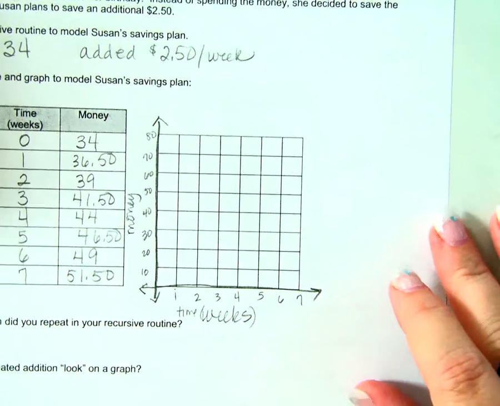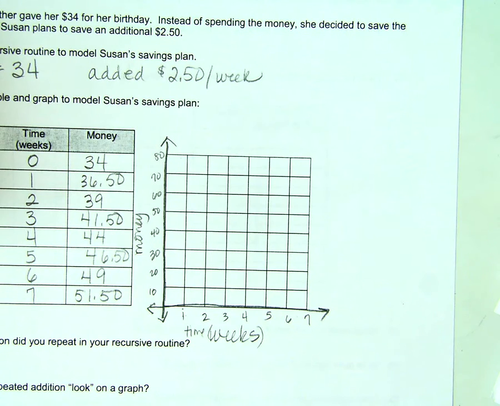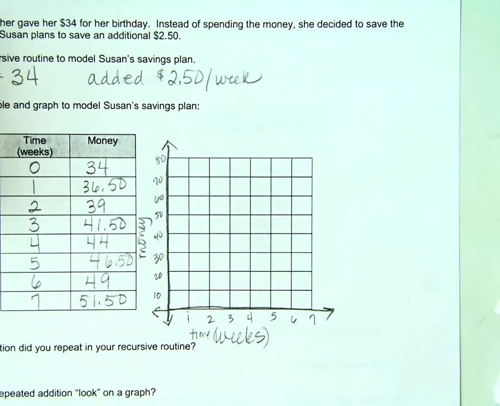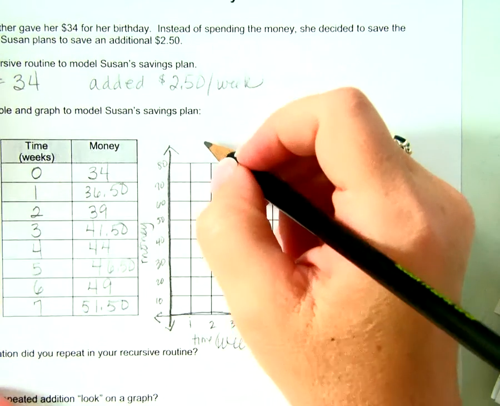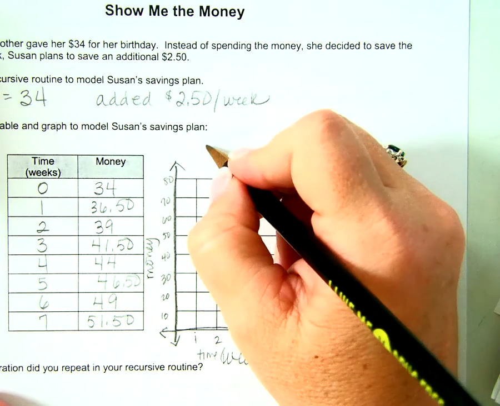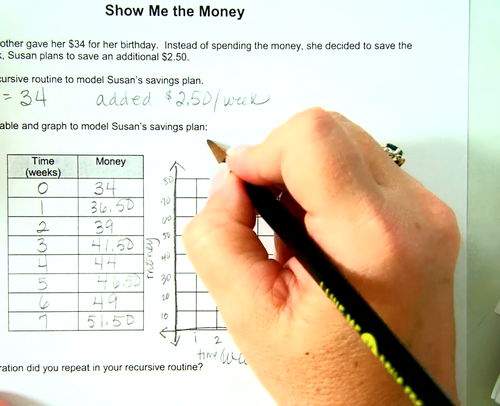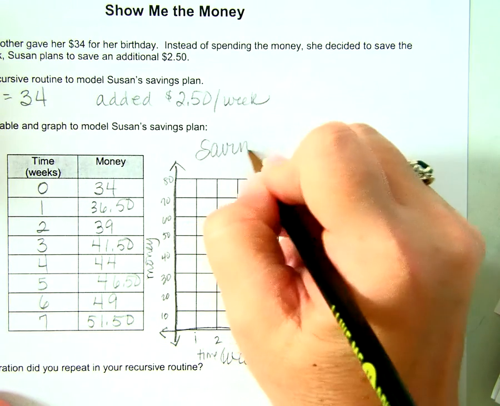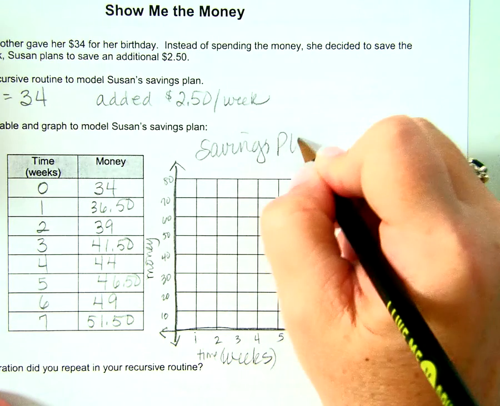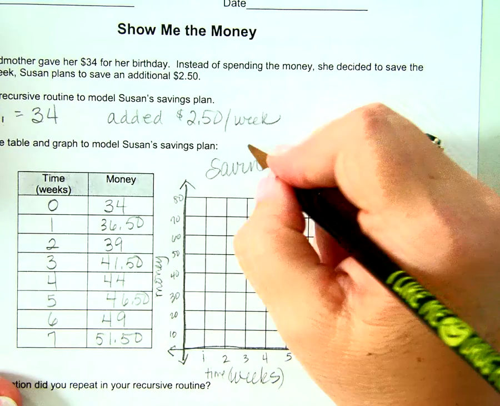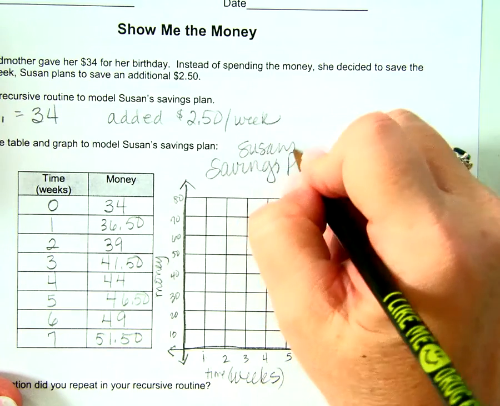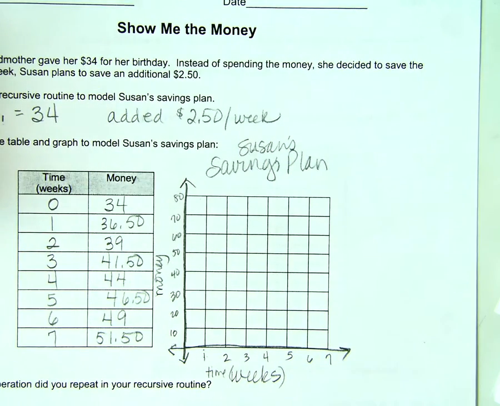So now what? I'm still missing something. We can plot our points in a second, but before we even plot our points, I'm still missing one more thing. Yep, a title. What should we call this? Savings plan? What might be a slightly better title than just savings plan? Susan's savings plan. Okay?